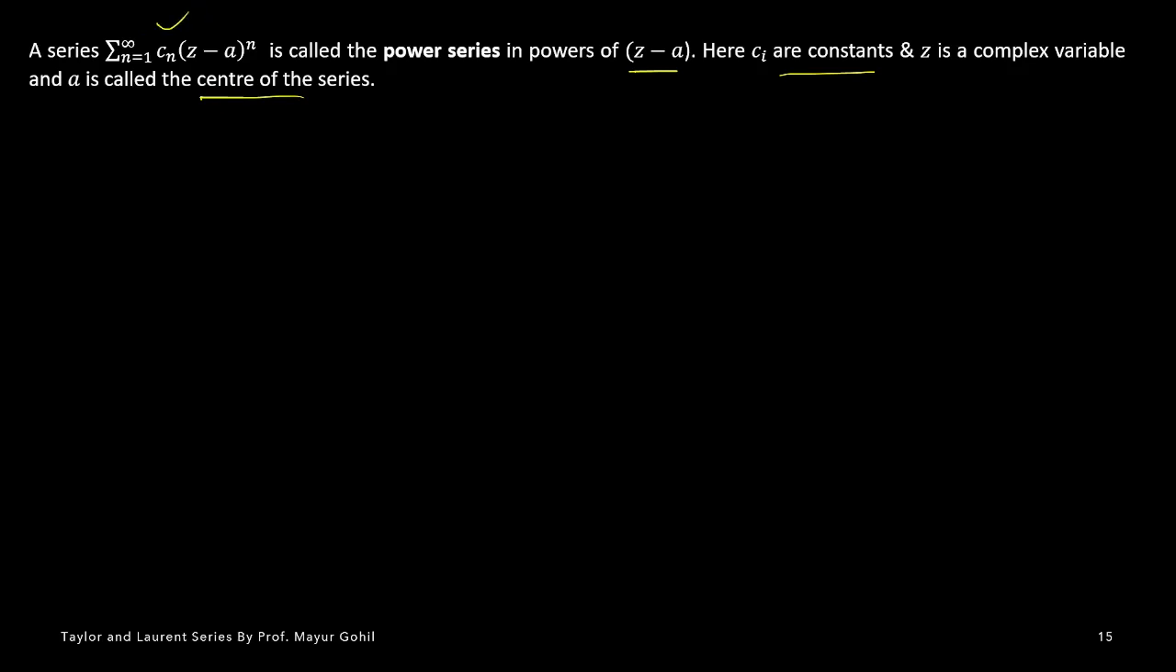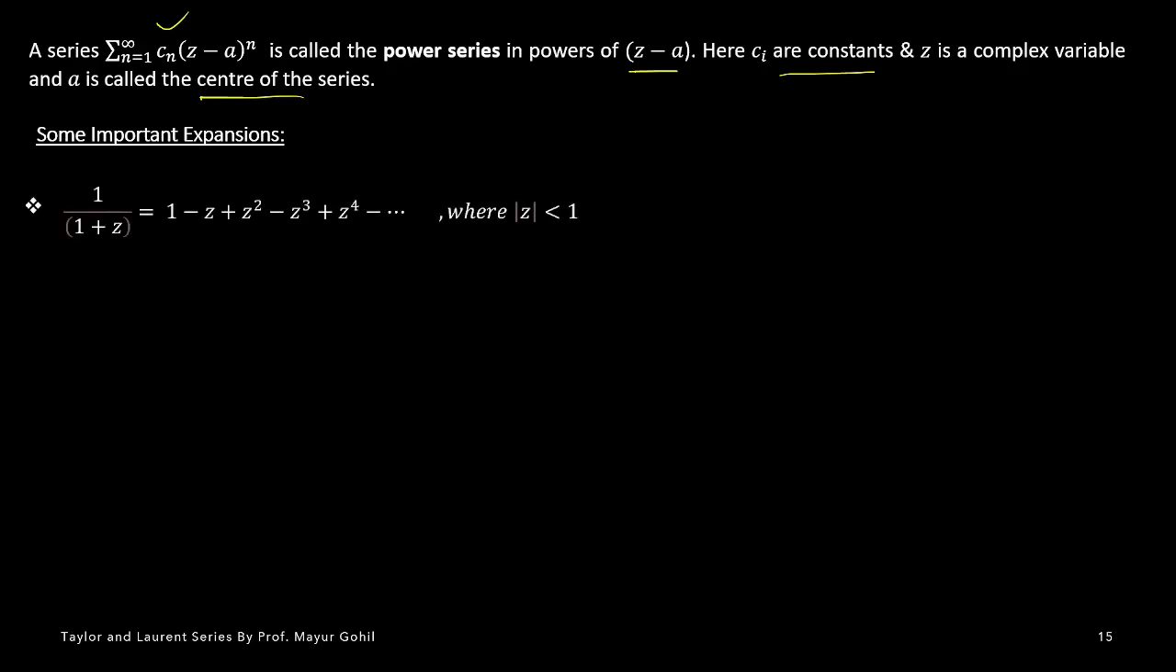Now let us go to some important expansions which are required for the topic. One of the most important expansions that we will need is 1 over 1 plus z. It is equal to 1 minus z plus z square minus z cube plus z raised to 4 minus and so on. It holds where mod z is less than 1. This is very crucial. We need to remember this point over here. This condition is going to be very useful throughout the Laurent series topic.